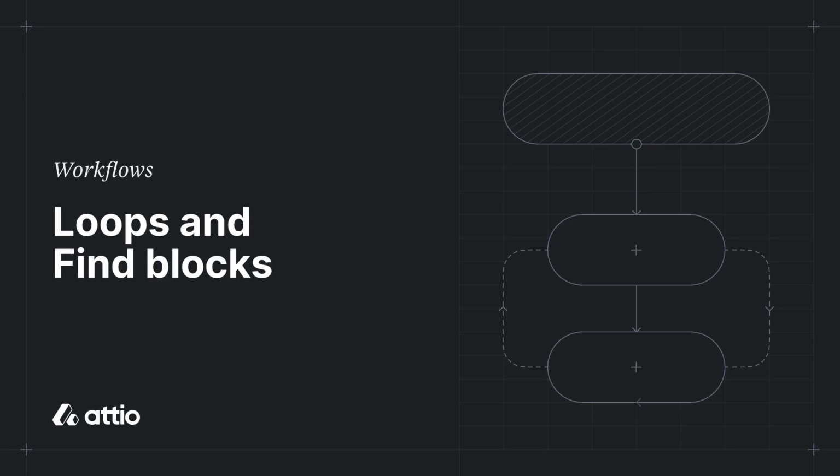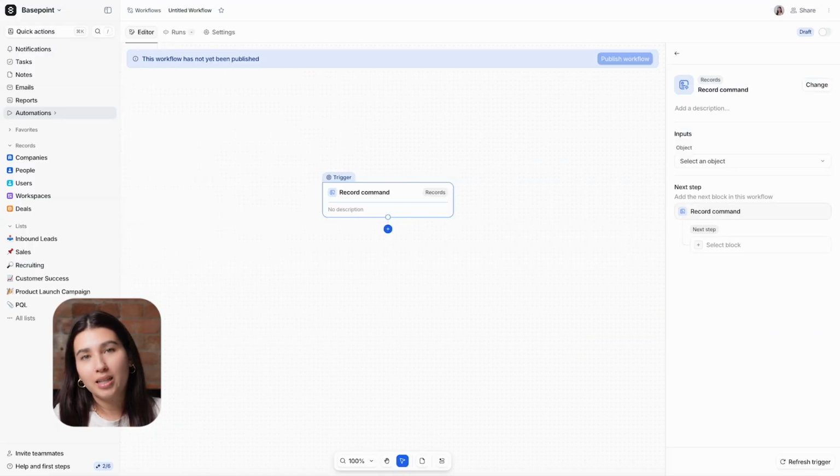Hey, it's Marissa from Attio, and this video will show you how you can use loop and find blocks in Attio Workflows. Loops allow you to take action on multiple records in bulk.